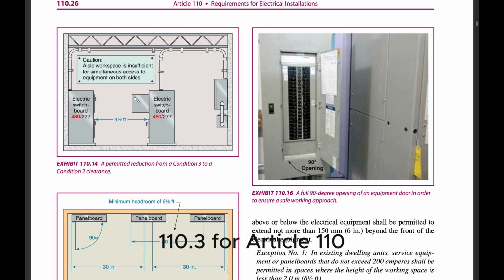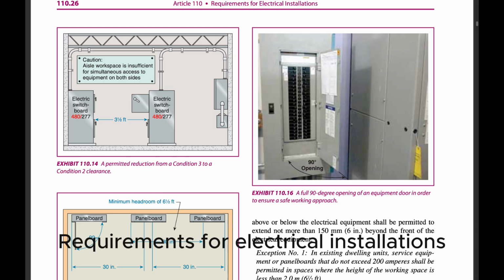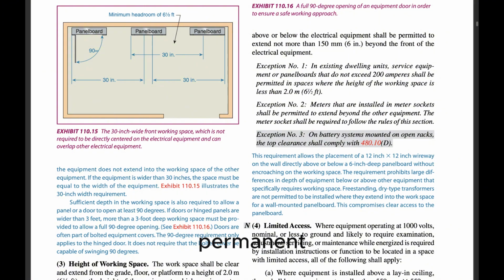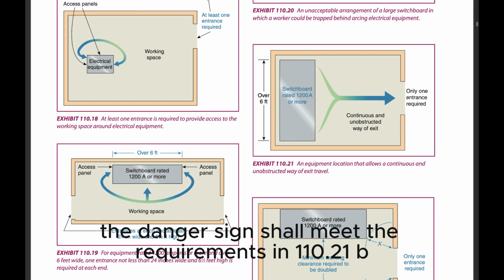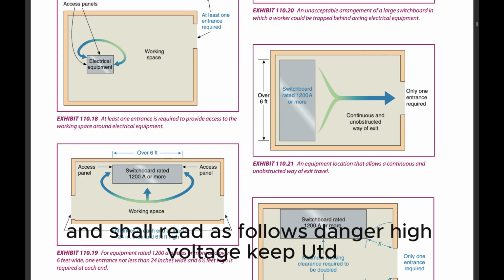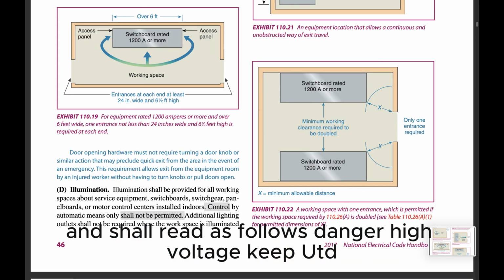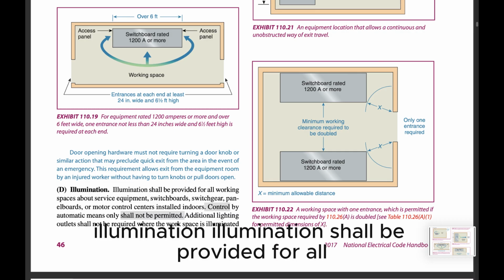110.34 Article 110, Requirements for Electrical Installations. Permanent and conspicuous danger signs shall be provided. The danger sign shall meet the requirements in 110.21(B) and shall read as follows: Danger, high voltage, keep out.